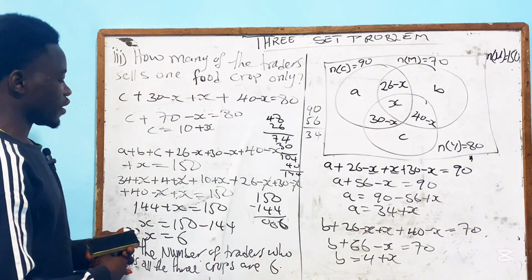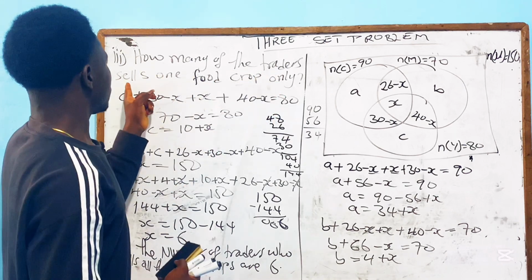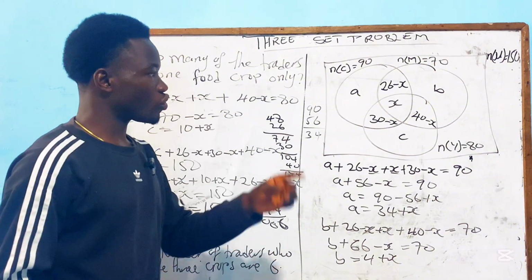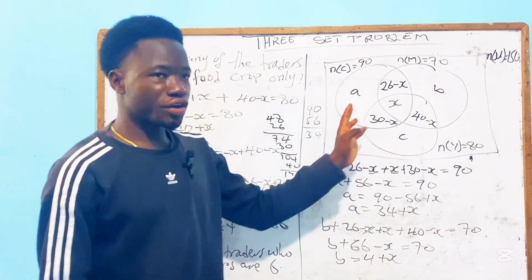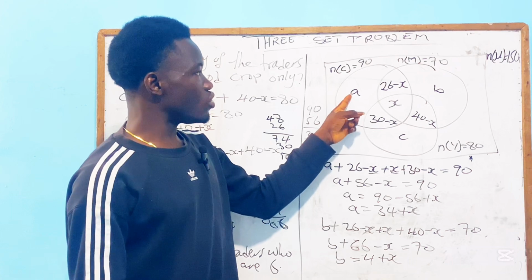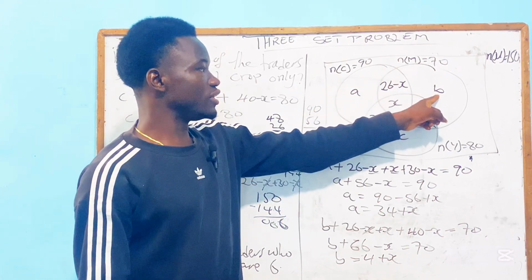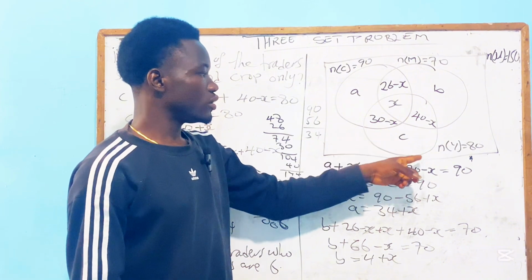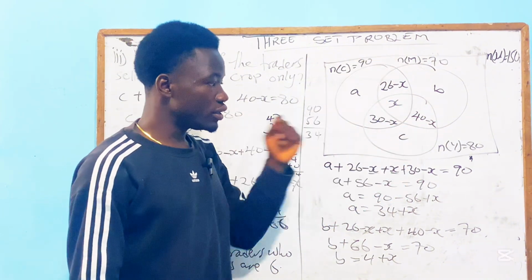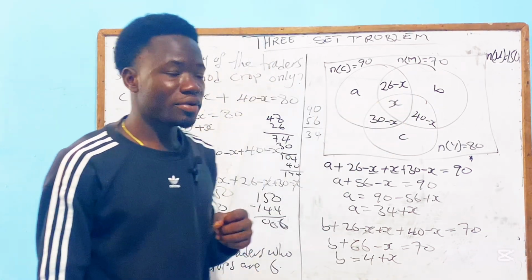Let's deal with the last question. The last question says, how many of the traders sell one food crop only? So you come back to your Venn diagram. Here, the element A are only those who sell cassava. Those who sell only maize is B, and those who sell only yam is C. So we see that it's not crossing in any of the circles again. It's only in the Y circle, only in the C circle, and only in the M circle.